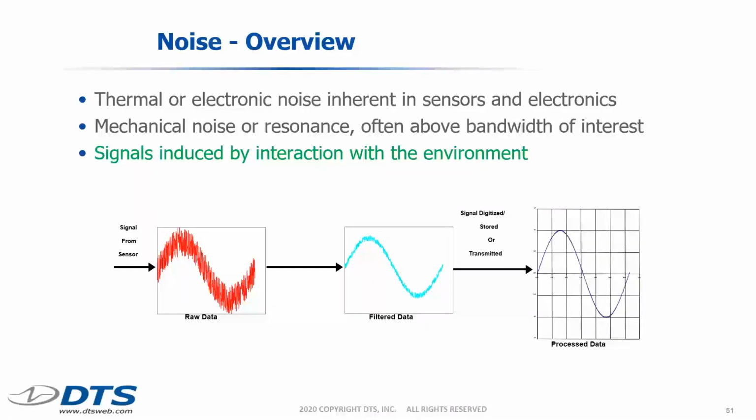There are really three. There's thermal or electronic noise that's inherent in the sensors and electronics, mechanical noise or resonance, often above the bandwidth of interest, and signals induced by interaction with the environment. When we're talking about grounding and shielding here, we're really talking about protecting the sensor wiring and the data recorder from interactions with the environment.